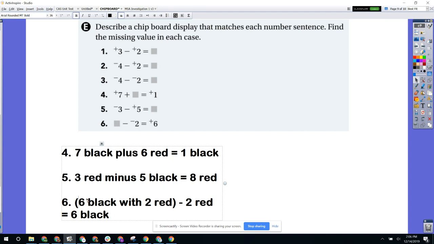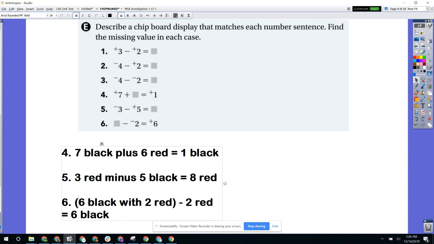So really, I'm starting off with a -4 value. And the way I get that -4 value is with 6 black and 2 red. And then when I take away the 2 red, I end up with 6 black. We have to understand that 6 black with 2 red is a +4 because these 2 red cancel out 2 of these black. But this is how we end up with the 2 red that we're able to take away and be left with 6 black. So the number sentence here would be a +4 minus a -2, which is the same as adding a +2, will give us a +6.